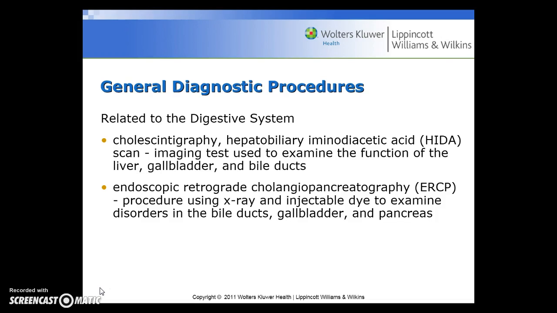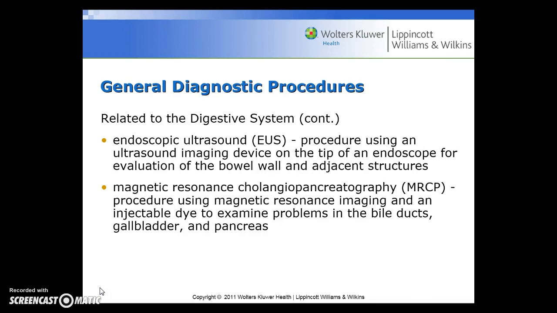Cholecystography or hepatobiliary iminodiacetic acid, HIDA scan, is the imaging test used to examine the function of the liver, gallbladder, and bile ducts. ERCP is an endoscopic retrograde cholangiopancreatography, and we always call it ERCP, is a procedure using X-ray and injectable dye to examine disorders in the bile ducts, the gallbladder, and the pancreas.